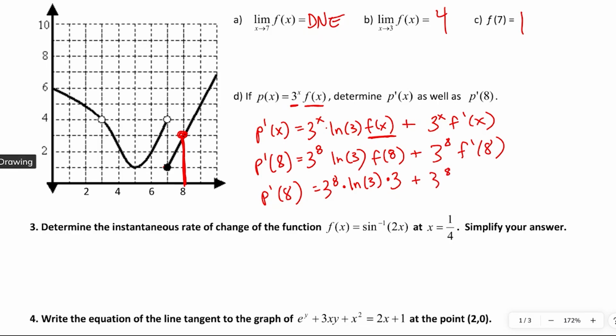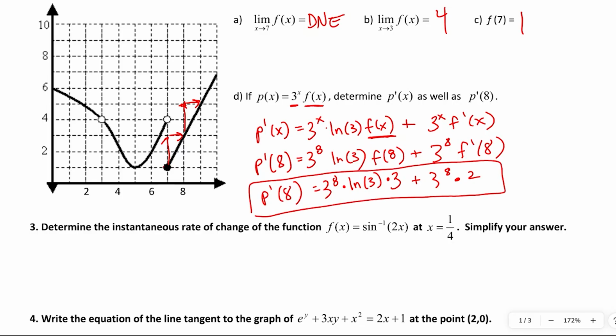Plus 3 to the 8th times the derivative of f at 8. So what that's referring to is the slope of the curve when x is 8. What's the slope here? And since this is a line, we could do a basic rise over run check to see what the slope is. We could see we're going up 2 over 1, so the slope there is 2. I guess I should stay consistent with my notation here. There we go. There's our derivative. I'm just going to leave it just like that.